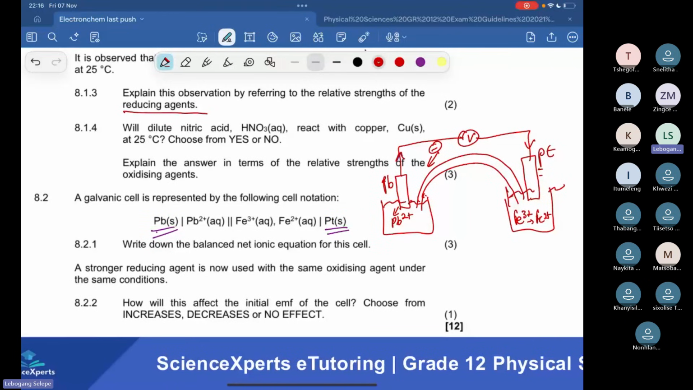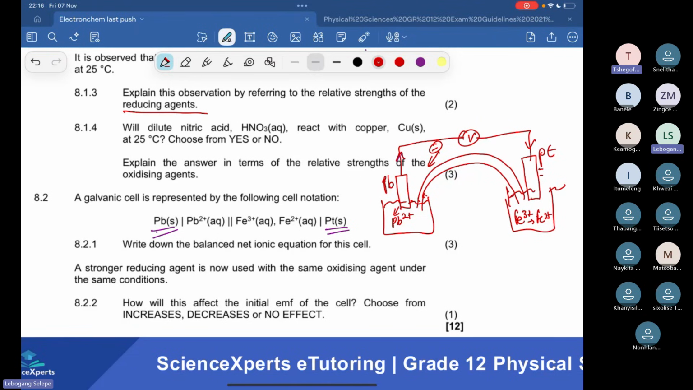Let's just answer the questions. Yes, Chofad. So I wanted to know why we use Pt, because I thought we only use it if we're writing cell notation for gases. Why are we using Pt here?